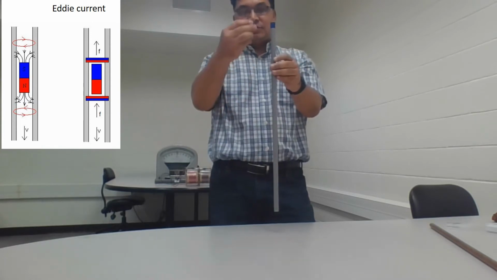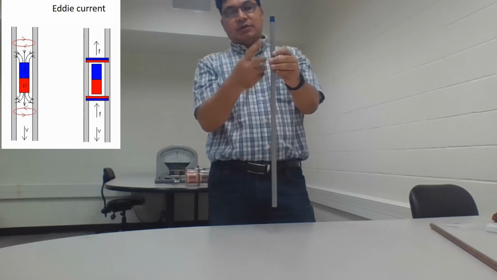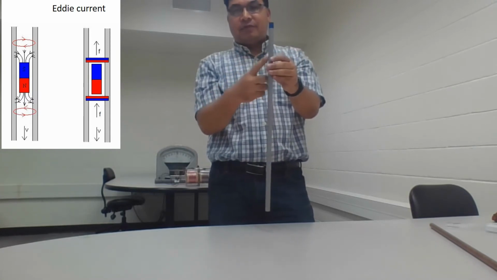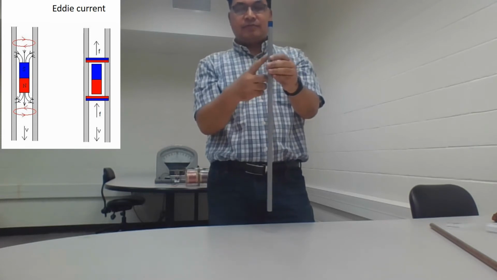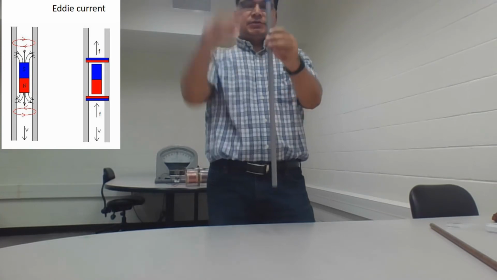Because Lenz's law says as the magnet falls, it induces some tiny current in this aluminum tube, and this induced voltage, induced EMF, should oppose the change in flux, and that's why it's slowing down.